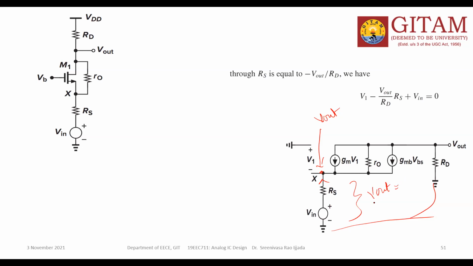And now I'm talking about the current, so that's why it is against the direction. So you can write the current I is equal to minus V out by RD, because they are parallel.